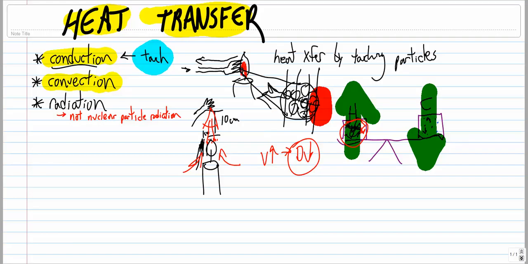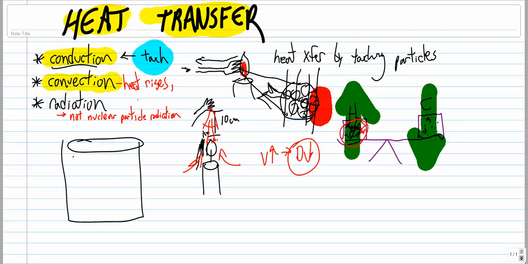So sometimes my students make the mistake and they say that convection is just heat rises. And that's only half the story. If you take a big glass of water and you drop an ice cube into one side, like right here, and then you put in a couple of drops of food coloring or something, say put in some food coloring right around here, maybe even here and here.